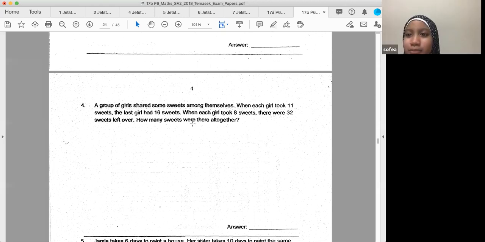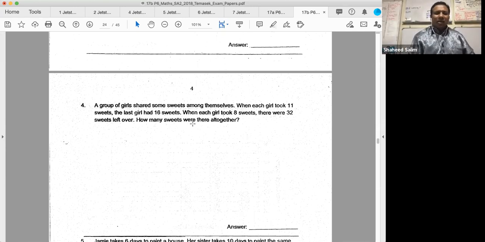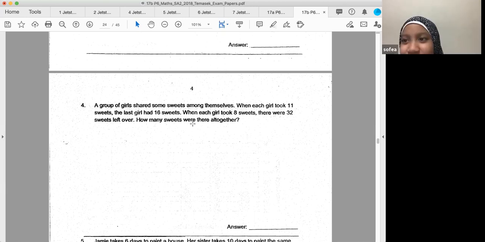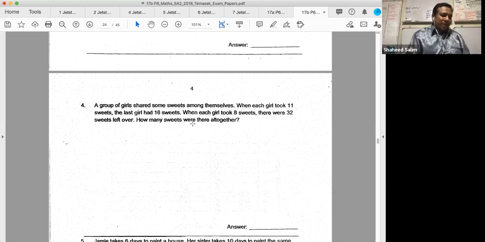Mr. Shaheed, this one got something to do with common multiples, right? Common factor. You can say that lah. You can say not really. Is it guess and check? Yeah, you can use guess and check. Okay, never mind. You try first. If not, we will show you straight.